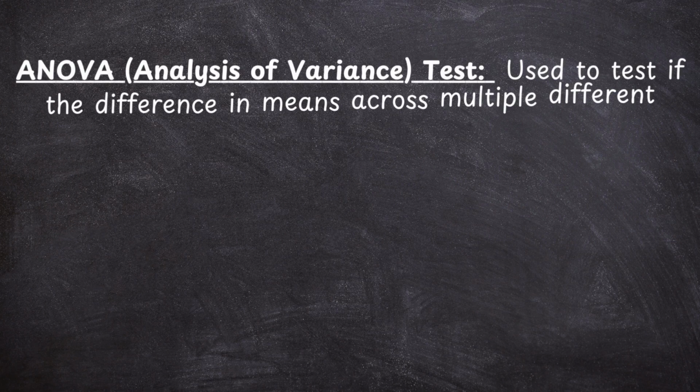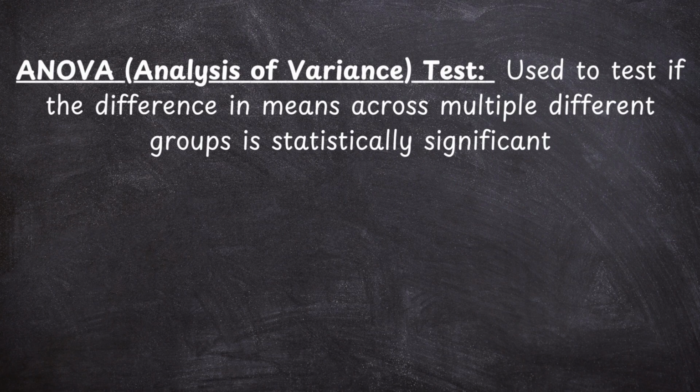And the third type of statistical test I wanted to cover is an ANOVA test. ANOVA stands for analysis of variance, and it's used to determine whether the differences in means across multiple different groups is statistically significant. So if you have more than two groups and you want to compare their means, you can use the ANOVA test to see if the differences in these means are greater than what would be expected due to just random chance.